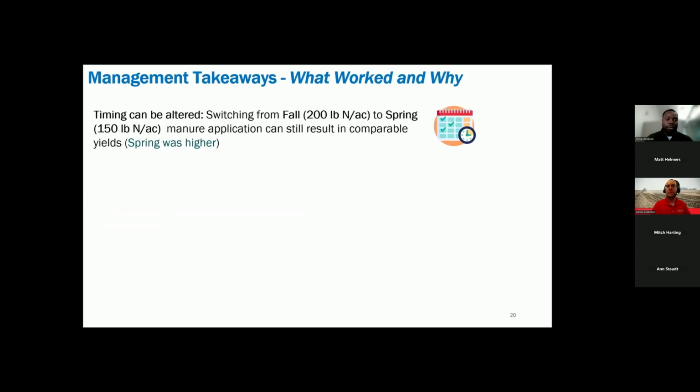So to conclude, there's a few takeaways we want to share with you. When we altered the fall application of manure to spring, the yields were still comparable, and we even saw that the yields from the spring manure applications were way higher than the fall manure application. This helps you to reduce the application rate from 200 to 150 without sacrificing yields. And that excess 50 nitrogen pounds per acre could be prevented from coming out of the soils and draining into our water bodies.